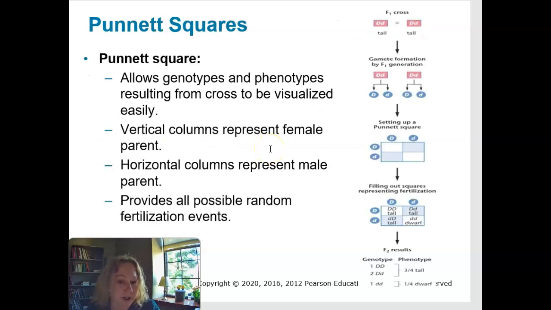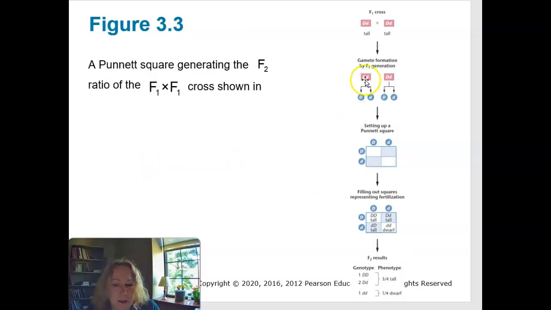Punnett square allows genotypes and phenotypes to result from a cross, and you visualize it. We're only going to do monohybrid Punnett squares, and then you'll just do the product rule from there. Vertical columns represent female parent, horizontal columns represent male parents. I do a lot of plant research, so sometimes I just put them out there, but I will try and be better about male versus female when we get to sex linkage. You will have to keep track of that.